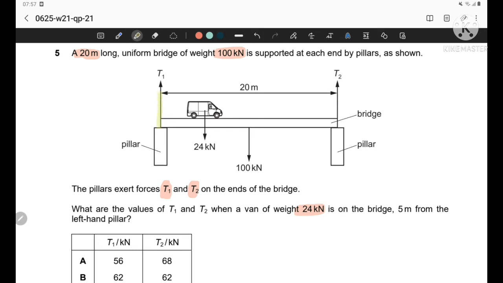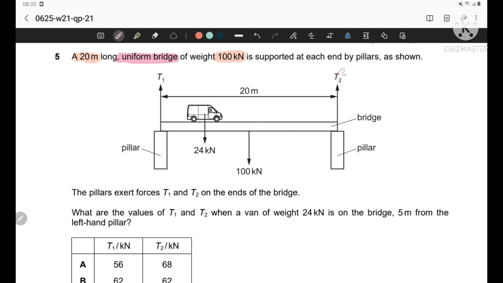So here T1 and T2 are two upward forces acting on the bridge by these two pillars, and 100 kN is the weight of the bridge, which will be acting exactly at the center of the bridge as the bridge is uniform. So its weight will be distributed equally. So the weight of the bridge will act exactly at the center downward, and the weight of the van is also acting downwards, which is only 5 meters away from the left hand pillar. That means the distance from the pillar to the van is only 5 meters. So this is the information we are provided. There are 2 upward forces, T1 and T2, and 2 downward forces, weight of the bridge and weight of the van. Now we need to calculate T1 and T2.